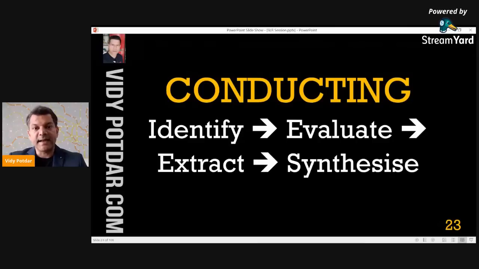Once the planning is done, we move on to the next phase, which is actually conducting the systematic literature review. There are 4 steps in this phase: identification of the relevant literature, evaluation of the literature, extracting relevant information that helps us answer the research question, and then synthesizing the findings from our review. So that is the process of doing the systematic literature review.